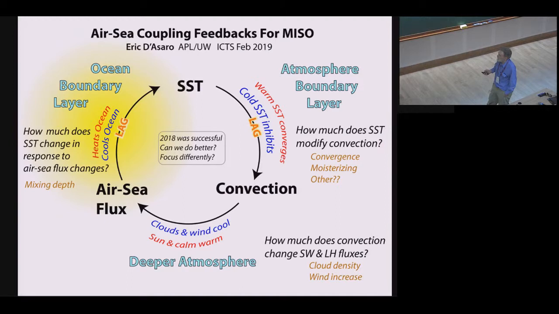But the one I want to talk about today, and the one which this group is most well set up to deal with, is the one where you have an anomalous air-sea flux. Say you have more heating of the ocean, how much does the temperature increase? That's essentially saying how much does SST change in response to air-sea flux changes. That can be expressed as an effective mixing depth, which is not necessarily equal to a mixed layer depth defined in some arbitrary way.